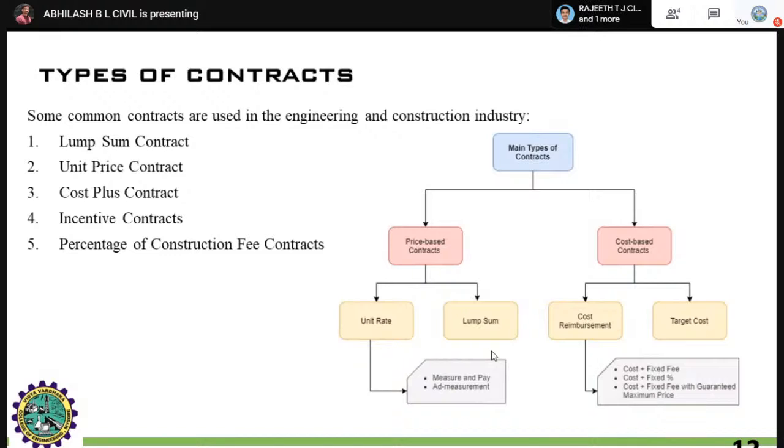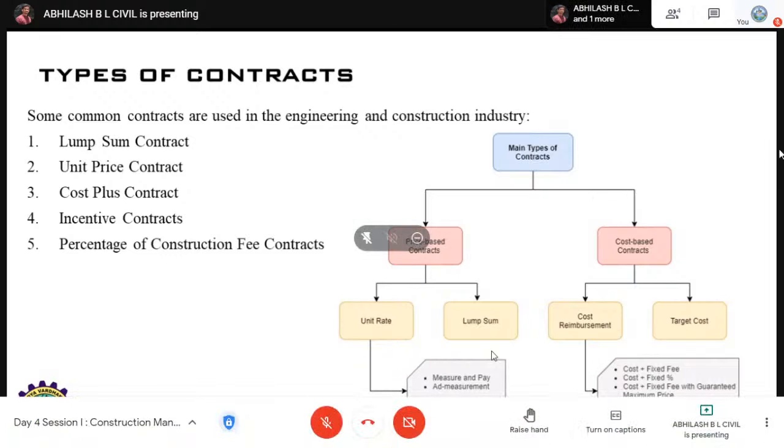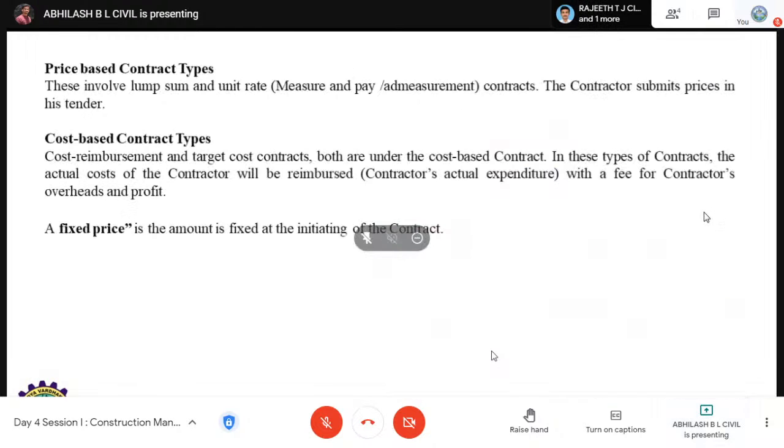Next, unit rate, measure and pay. How much quantity they have added for the particular construction, measure it and pay, with a particular stock verification. Next, add measurements. These are some of the different measurement techniques used for construction price based contracts. Next comes cost reimbursement: cost plus fixed fee, cost plus fixed percentage fees. Next, cost plus fixed fee with a guaranteed maximum price, where there will be a profit and loss for both the stakeholders or the contractors. It depends upon the type of materials you are going to add for that construction.